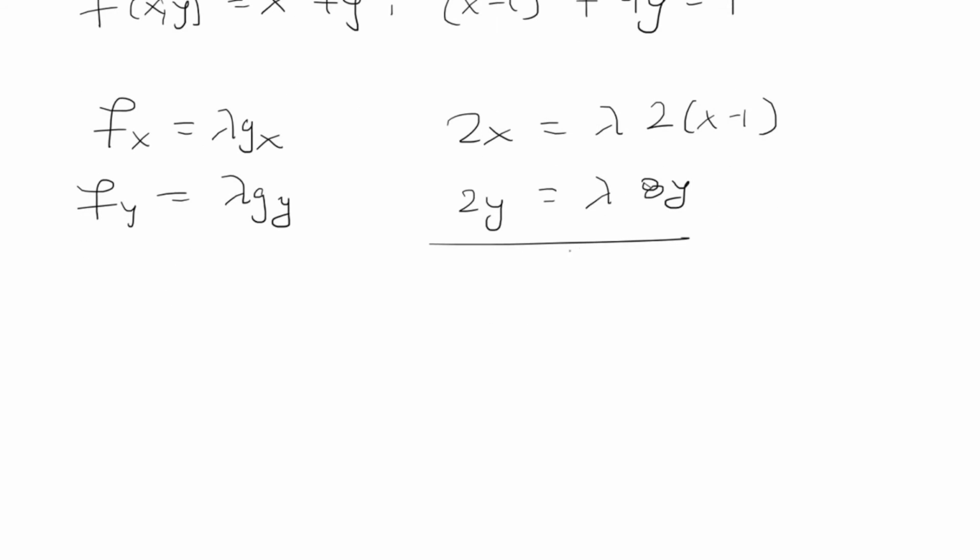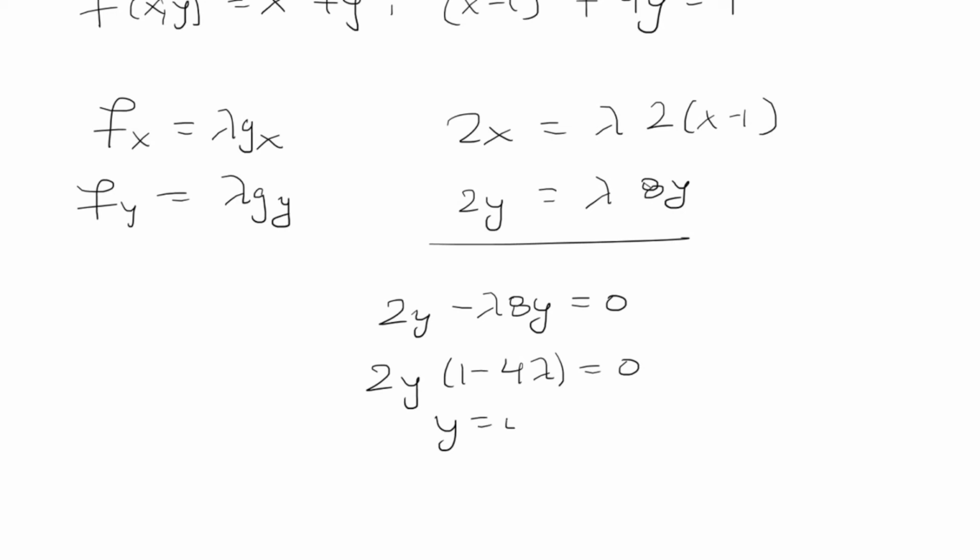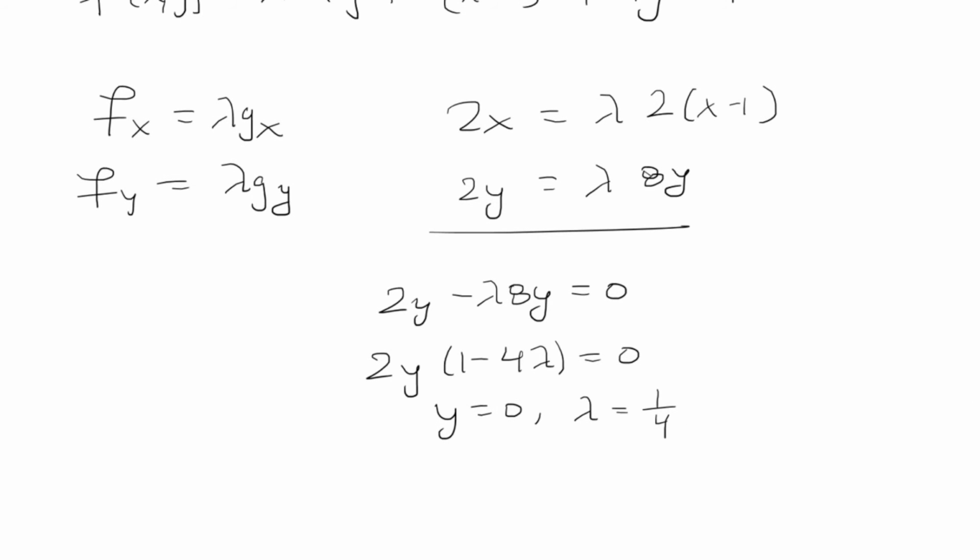I'm going to work with the last equation here. So I'm going to bring everything on one side. So let's subtract lambda 8y and factor out a 2y. So we get y is 0, or lambda is 1/4. So we want to use both of these cases.